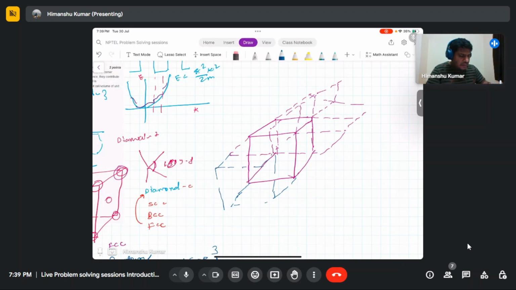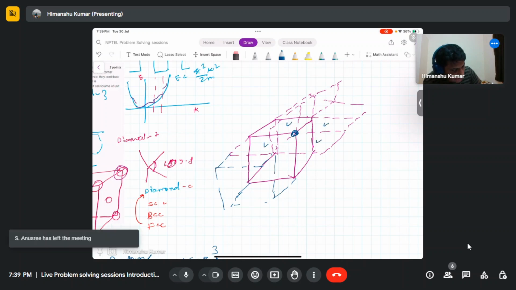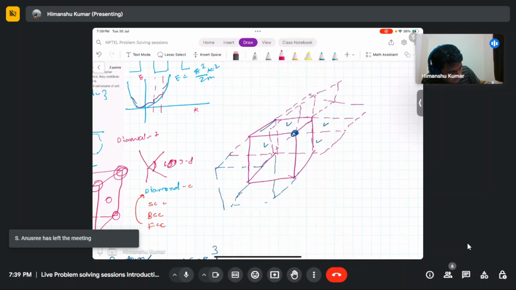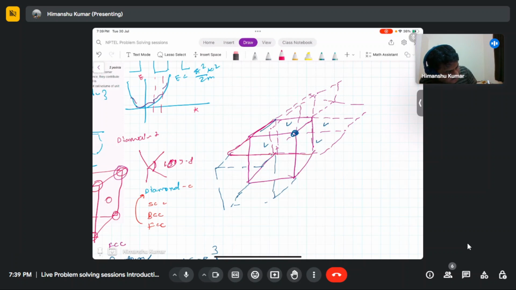Yeah. So see, like this, if I extend this unit cell, in the plane, this atom is shared by this unit cell, this unit cell, this unit cell, this unit cell in the plane. So this plane, if you see, it is shared by these four unit cells. Is this clear?